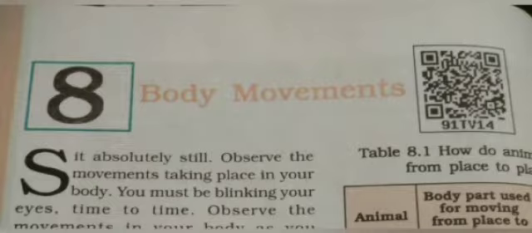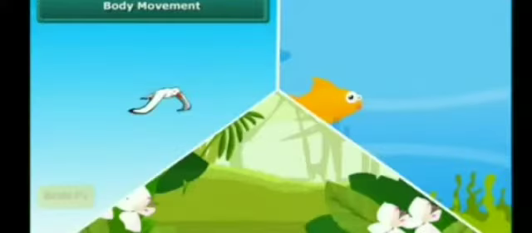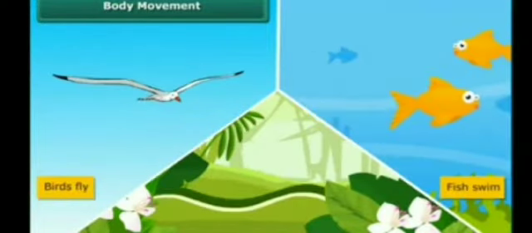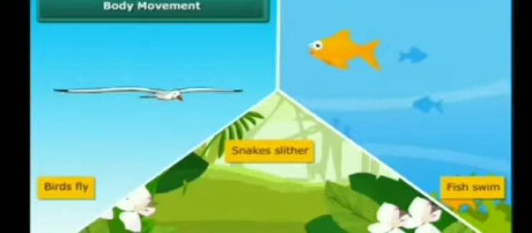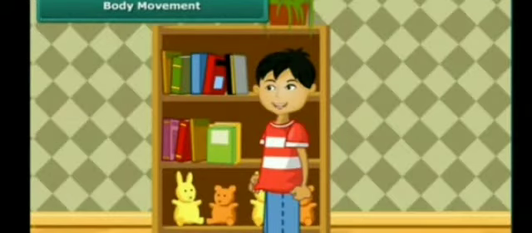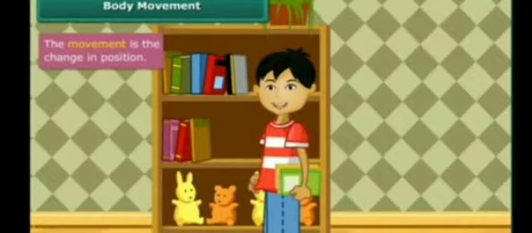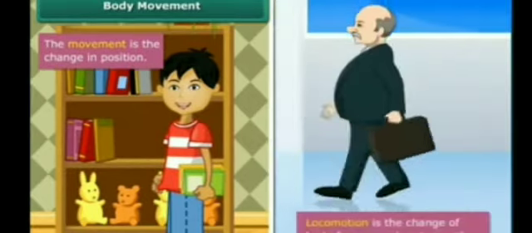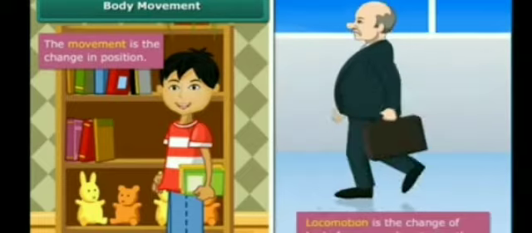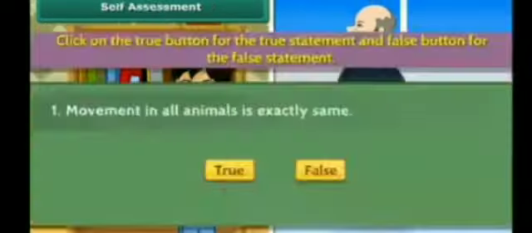Observe the movements taking place in your body, and you might have seen so many movements around yourself. For example, movements like birds flying, fishes swimming, and snakes moving. Think by yourself which body parts you can move. You can lift the books, move your hands, and walk, so that you can change place. That is called locomotion.